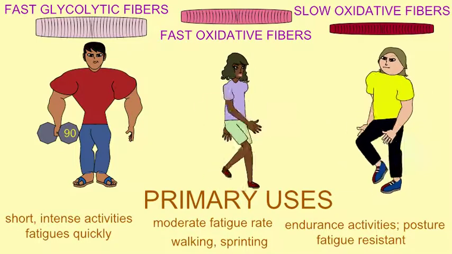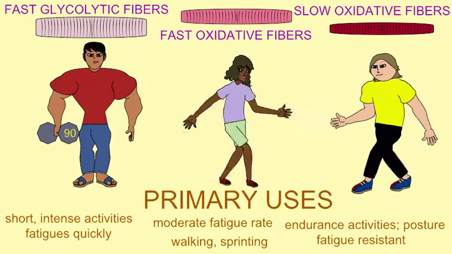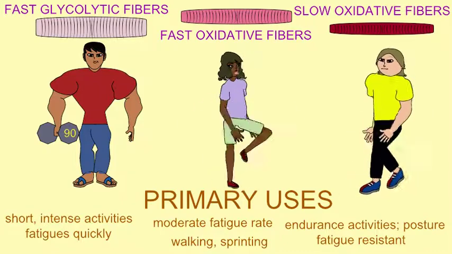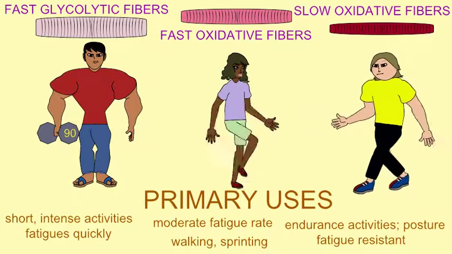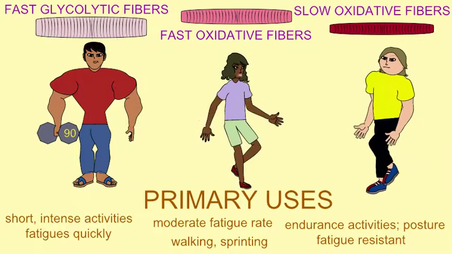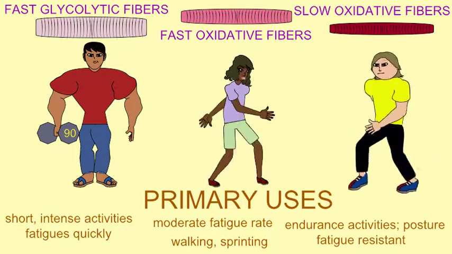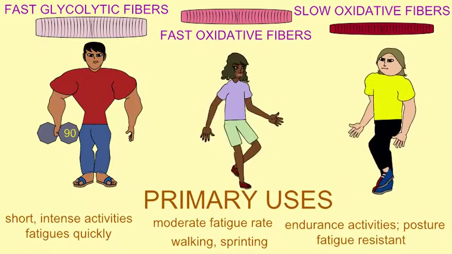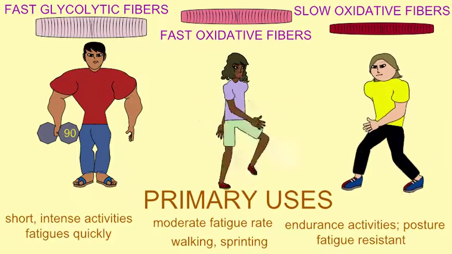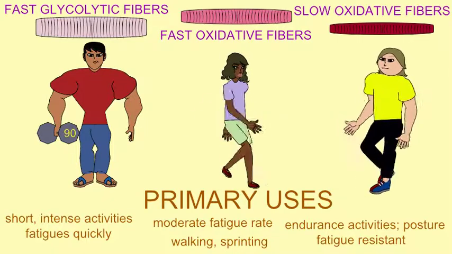The fast oxidative fibers can perform glycolysis and stop there, and also continue in mitochondrial respiration. These fibers are more fatigue resistant than fast glycolytic fibers, but they fatigue more quickly than the slow oxidative fibers.